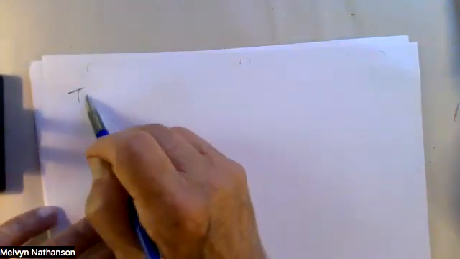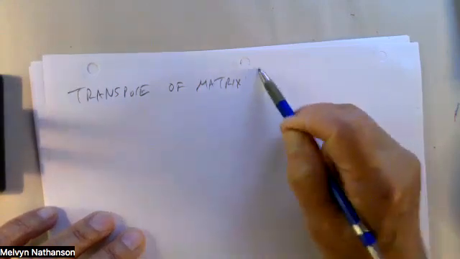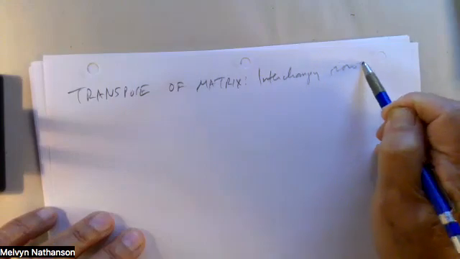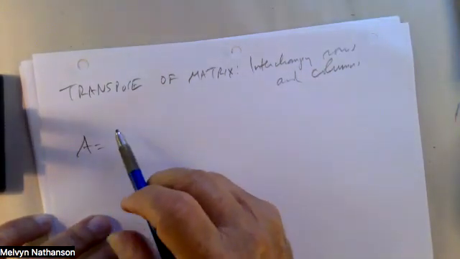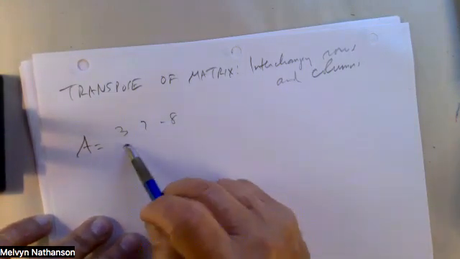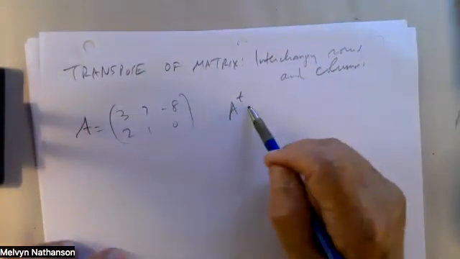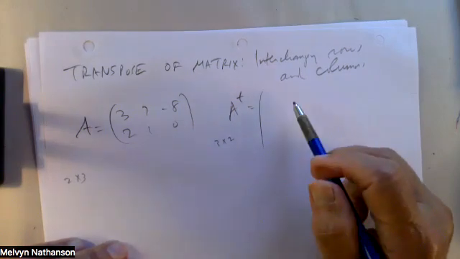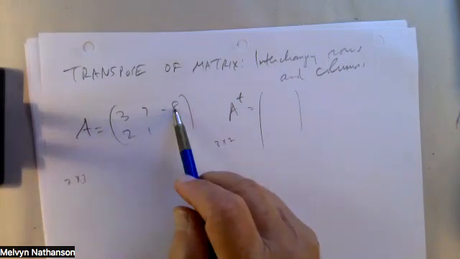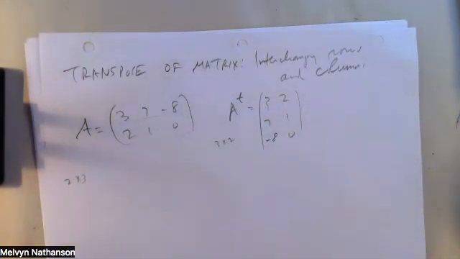There's also an operation on matrices called the transpose. You get the transpose of a matrix by interchanging the rows and the columns. So suppose A is the matrix 3, 7, minus 8, 2, 1, 0. So A transpose, which I write with the superscript T, if this is a 2 by 3 matrix, this will be a 3 by 2 matrix. And how do I get it? I take the first row of A and I make it the first column of A transpose. I take the second row of A, I make it the second column of A transpose. All right. Is there a question?